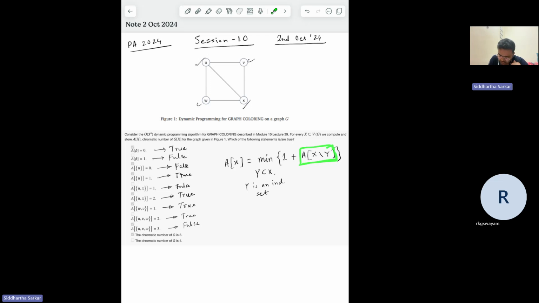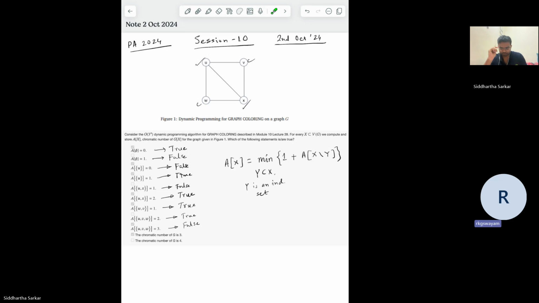But since we are doing DP, smaller instances can be looked up from the table. So the corresponding value, that is A of X minus Y, is supposed to be computed earlier, so you already know this. Given that you know this and you have identified Y to be an independent set, you will require 1 plus so many colors to properly color the subgraph induced on X. Since you are taking the minimum over all such independent sets, that is going to be your chromatic number for G_X. So this is the idea behind the recurrence. So is the recurrence all right?